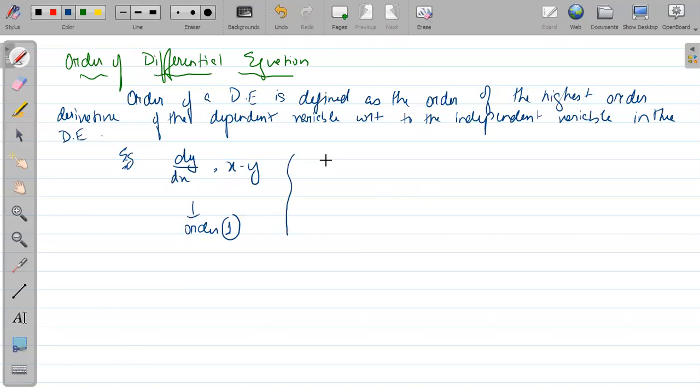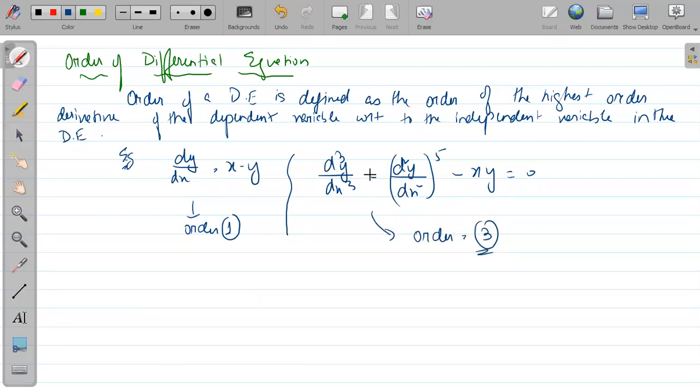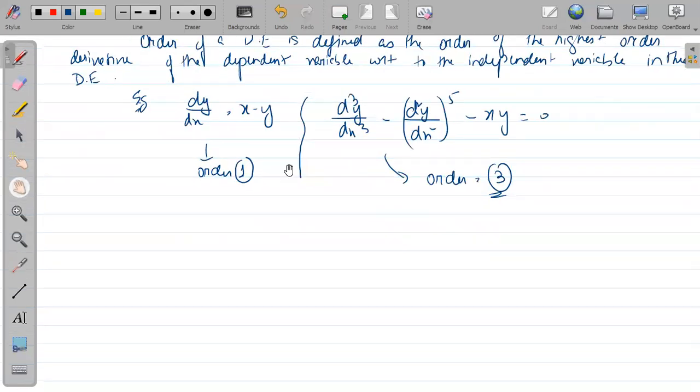Suppose I am writing here the third order derivative minus (d square y by dx square) to the power 5 minus xy equal to 0. So which order derivative is it? Third order. 5 or 2 or 3? Tell me. Third order. Order is 3. So basically we have to look for the highest order derivative only. No need to look over the power. We are just looking over the order of the derivative. We are not looking at the exponent. This is the difference you should observe here.